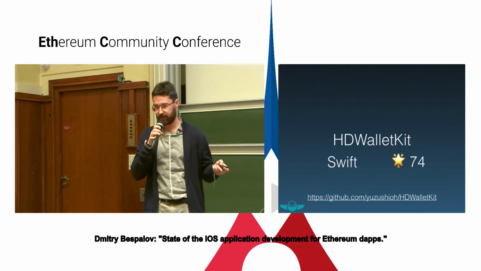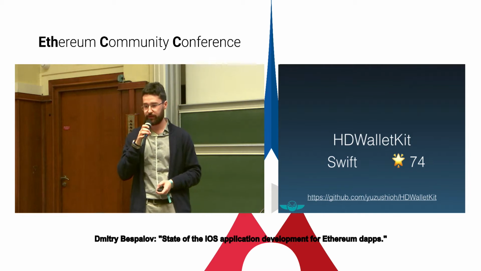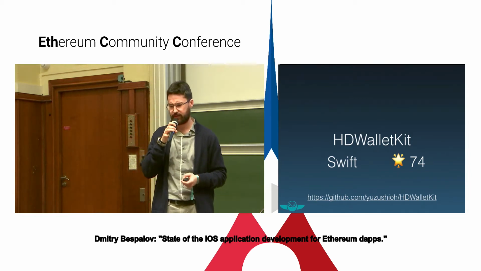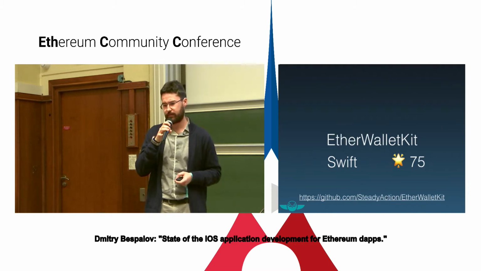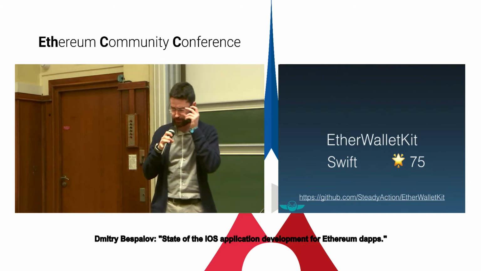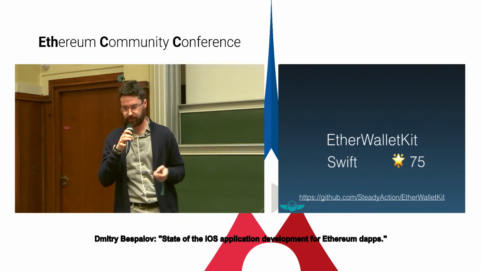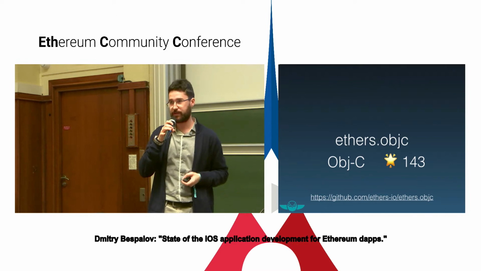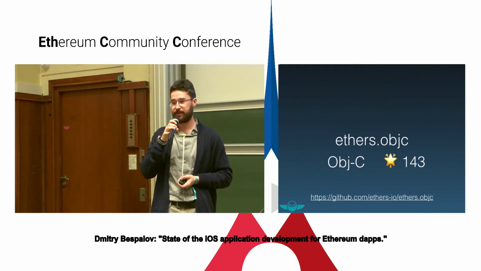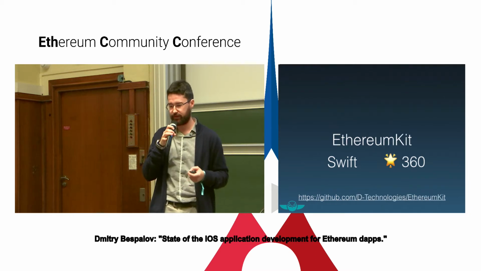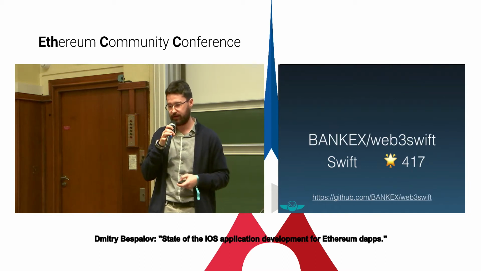Next one, HD Wallet Kit, basically HD wallets in Swift. This is used in some open source apps, as I think I saw it, but those open source apps were not that popular. EtherWalletKit. Ether Objective-C, the only Objective-C library that has this many stars that is related to Ethereum. Then this Web3.Swift, more stars, EthereumKit, 360 stars, and another one, Web3 Swift.